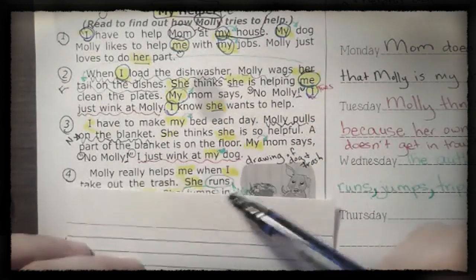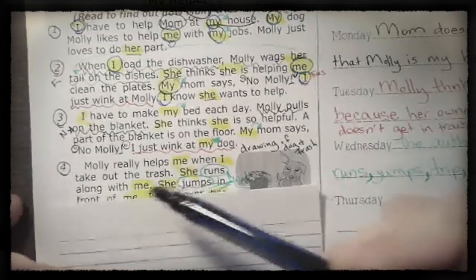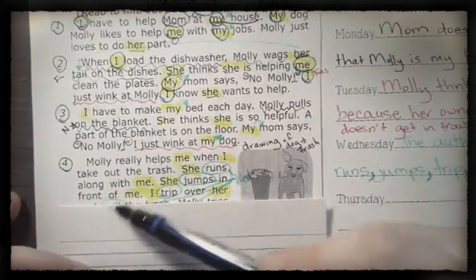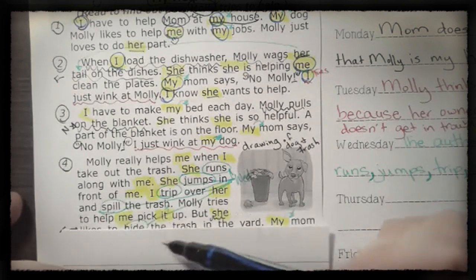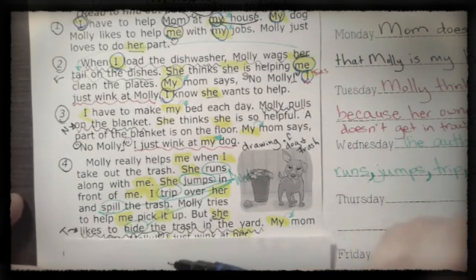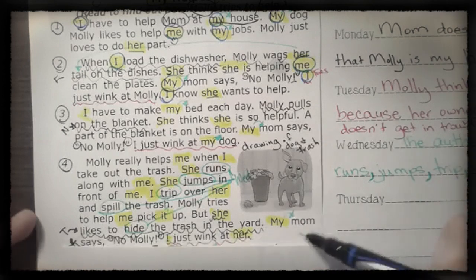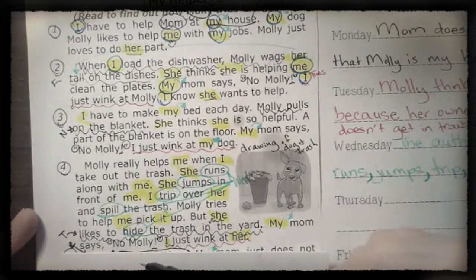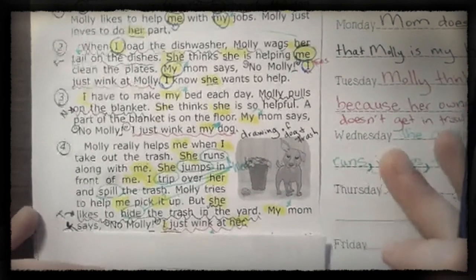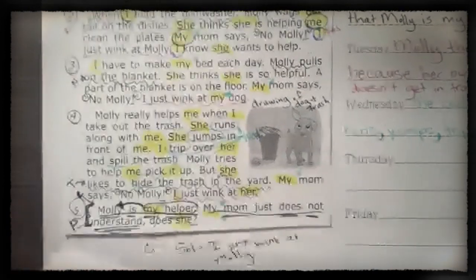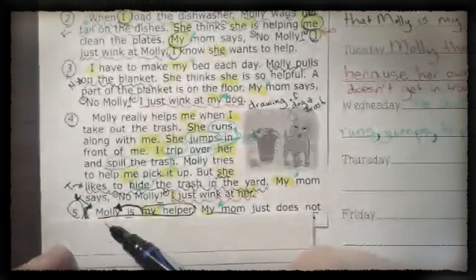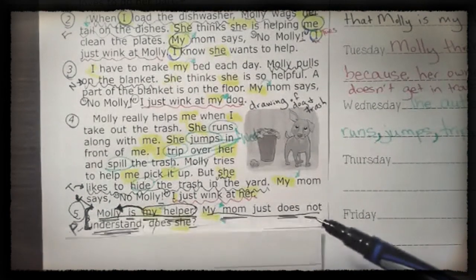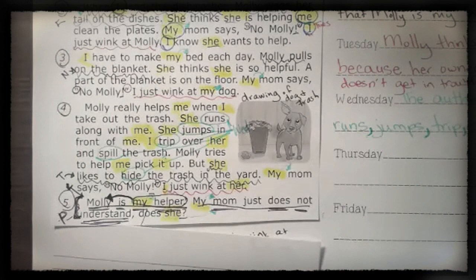Molly really helps me when I take out the trash. She runs along with me. She jumps in front of me. I trip over her and spill the trash. Molly tries to help me pick it up, but she likes to hide the trash in the yard. My mom says, "No, Molly." I just wink at her. Molly is my helper. My mom just does not understand, does she?